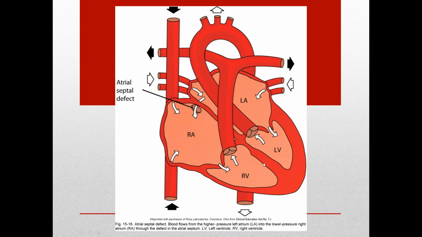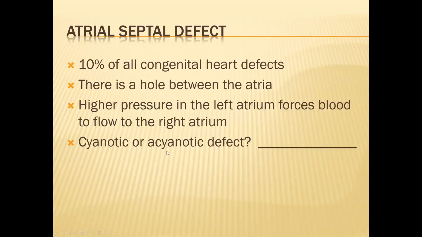Why do you think it flows in that direction? Pressure greater. Very good. The pressure is higher in the left atrium compared to the right atrium, because it has systemic vascular resistance, whereas the other one has the pulmonary vascular resistance. All right, is this a cyanotic or an acyanotic defect? Very good. So you've got oxygenated blood going back into the right side of the heart. So that's going to be acyanotic.